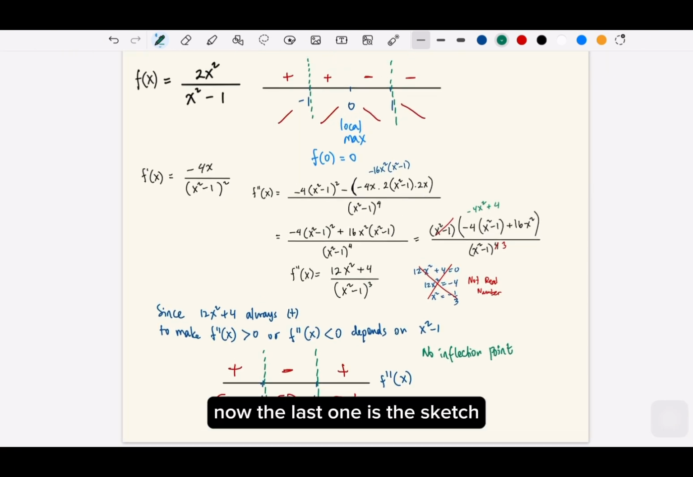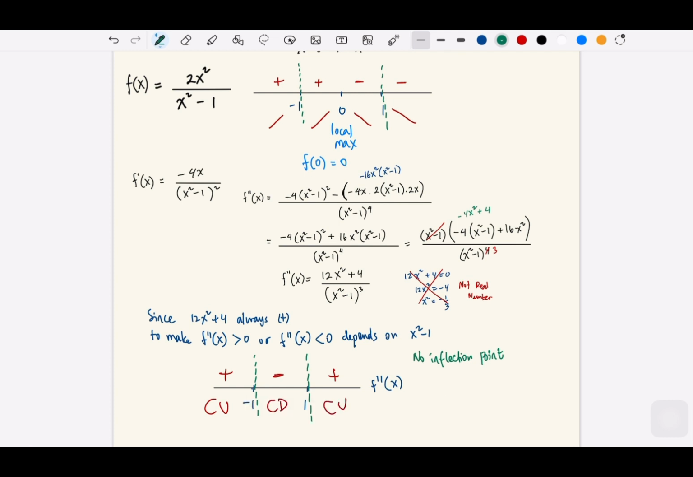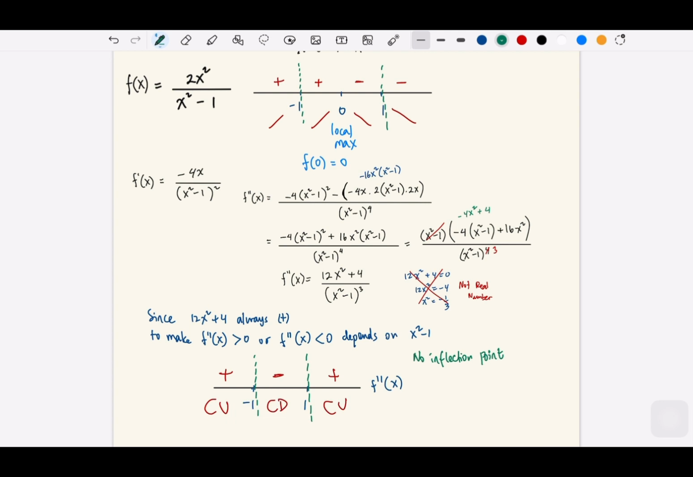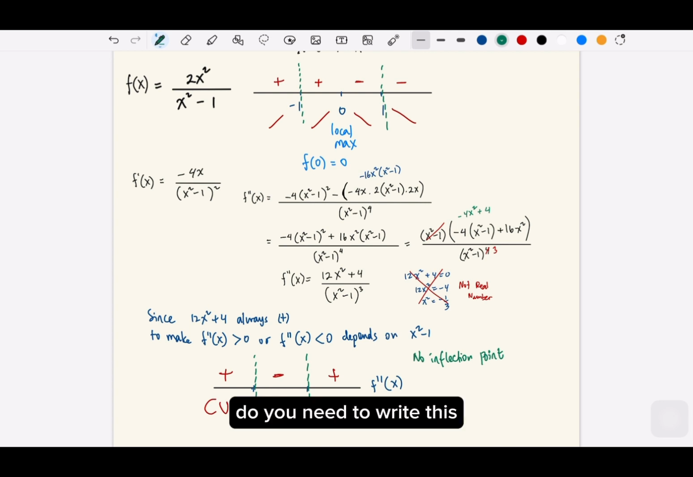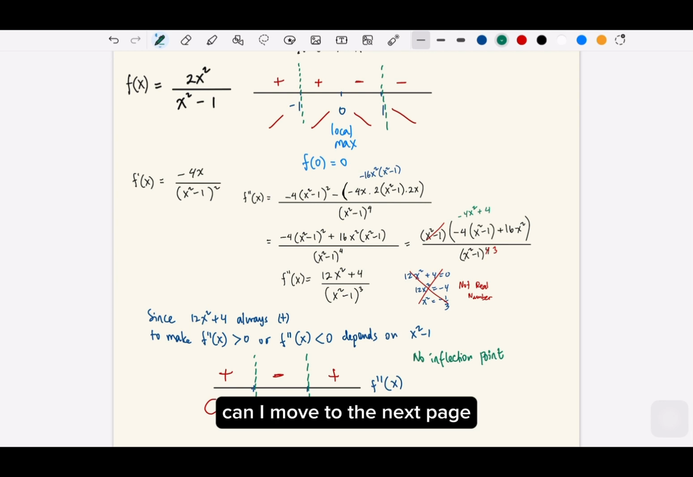Now, the last one is to sketch. I will write all the summary from the first derivative, second derivative, and also the asymptotes into the new page. Do you still need to write this one? Can I move to the next page?